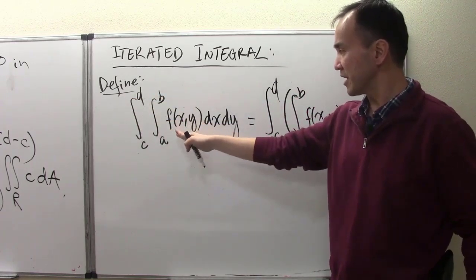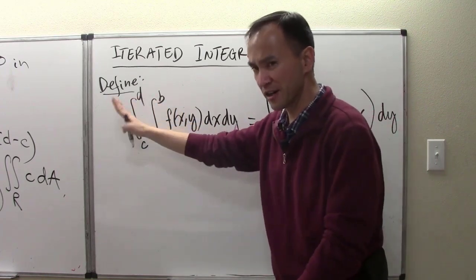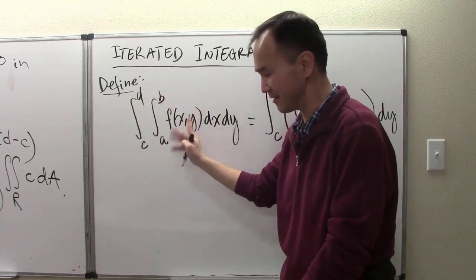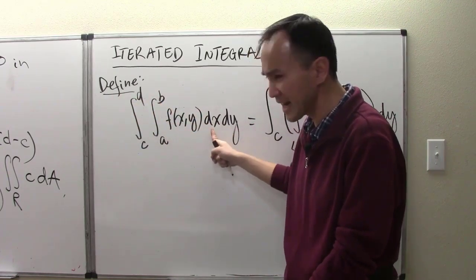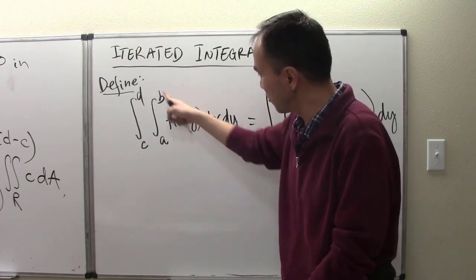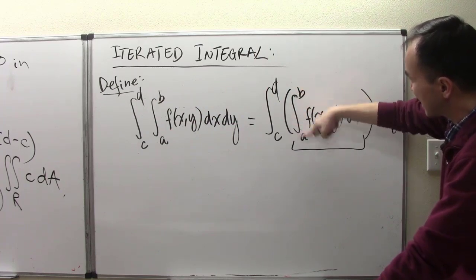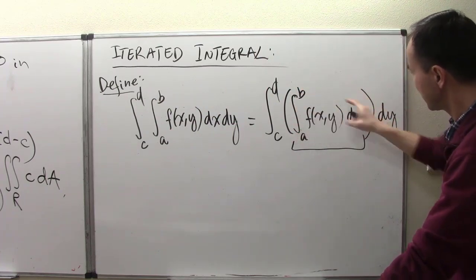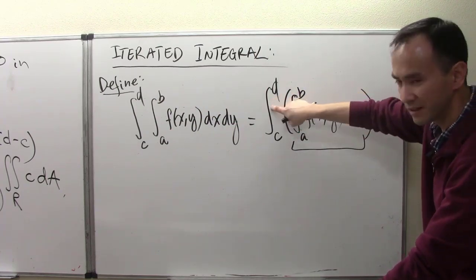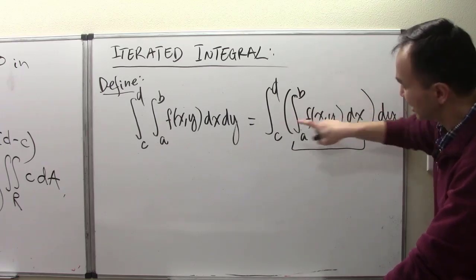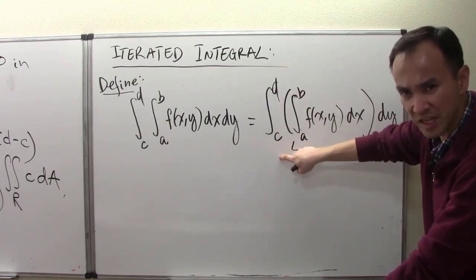With this iterated integral, you can see that the order of integration matters. We go from a to b on the x-axis first. And once we're done with that, as it's written down here, we integrate this outcome on the y-axis, from c to d.